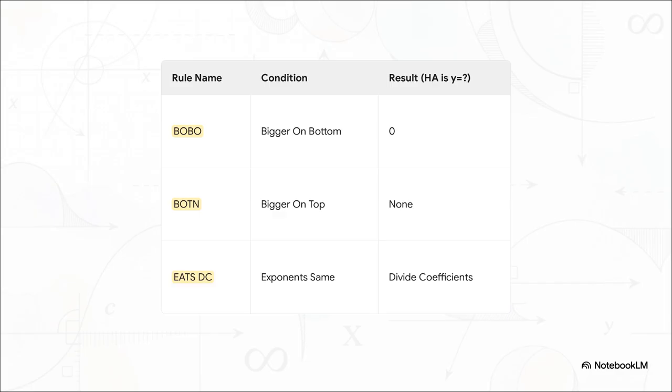First up, BOB. If the biggest exponent is bigger on the bottom of the fraction, the asymptote is always y equals 0. That's it, done. Next, BOTN. If the exponent is bigger on top, the top wins the tug of war completely and there is no horizontal asymptote. And last but not least, EATS DC. If the exponents are the same, you just divide the leading coefficients. That's the whole game, right there.